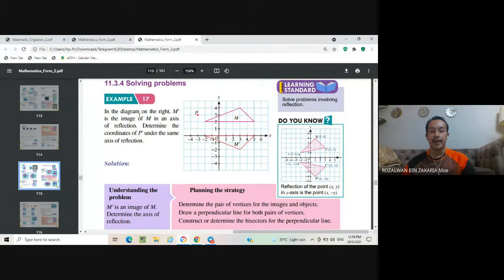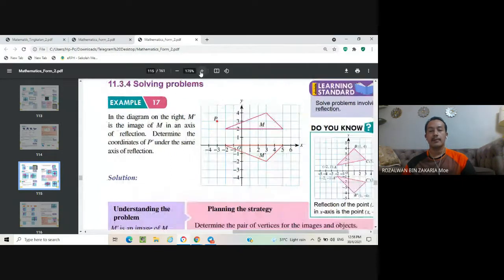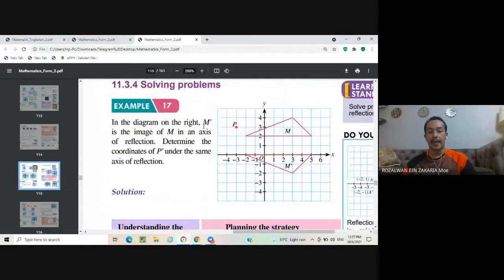In the diagram on the right, M prime is the image of M in an axis of reflection. Determine the coordinates of P prime under the same axis of reflection. So this is the diagram given to you. In this diagram, we have one triangle here, labeled M. This is the object, and another triangle here is labeled M prime. This is the image of the object M.